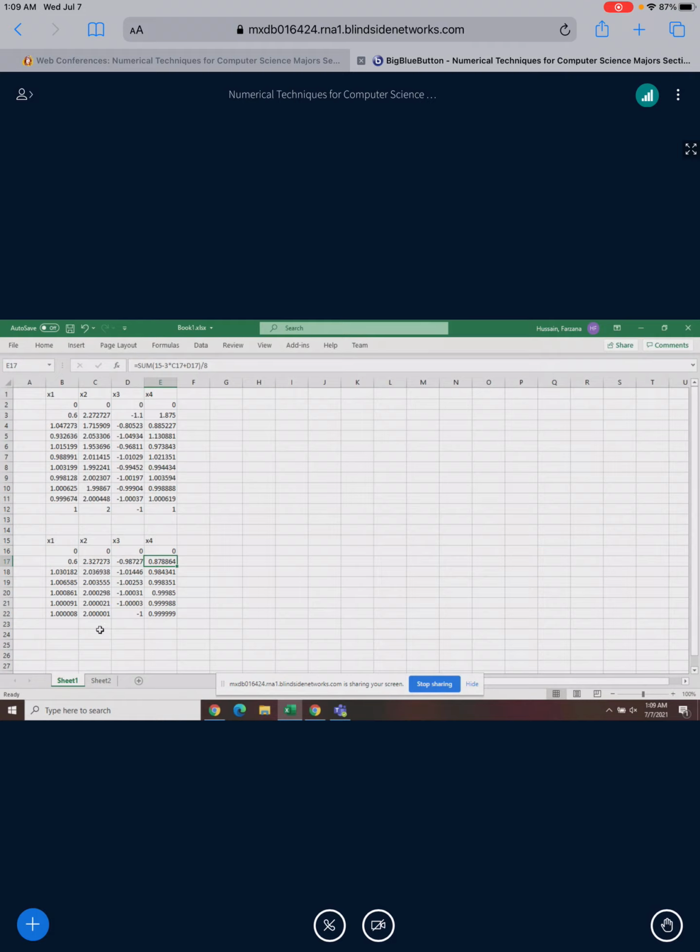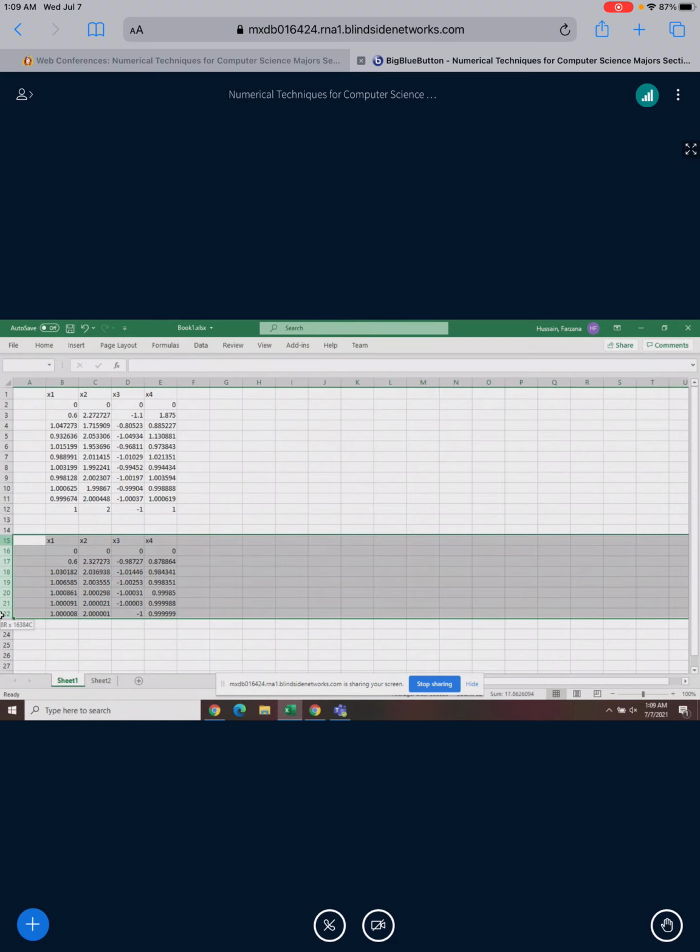So you can see this one is giving us a better answer than the previous one, saying x1 is very close to 1, x2 is very close to 2, x3 is very close to negative 1, and x4 is very close to 1. So if you check both of them, this one is faster, giving us a better solution, and you need less calculation. Okay, so I'm stopping sharing on this one and going to the next problem for the Gauss Seidal method.